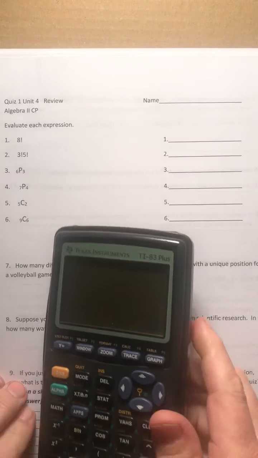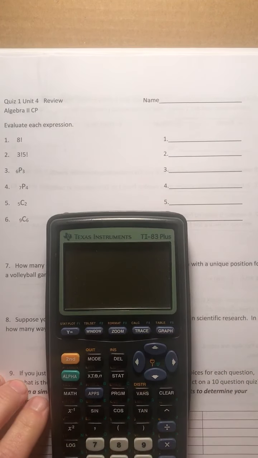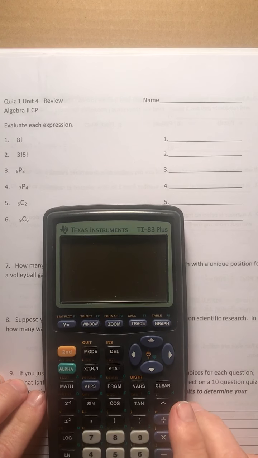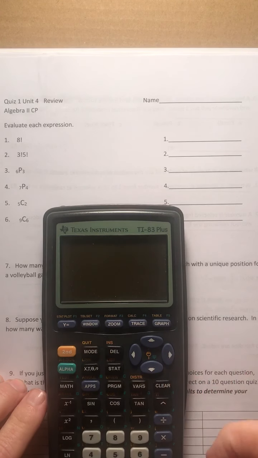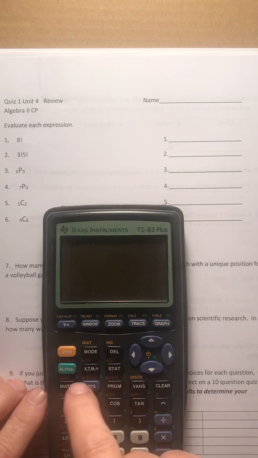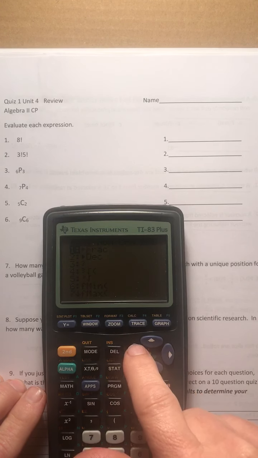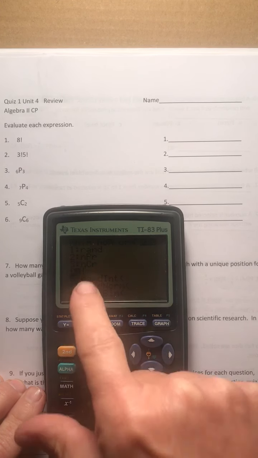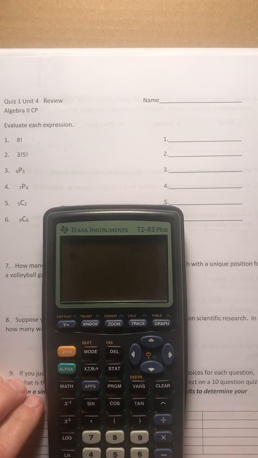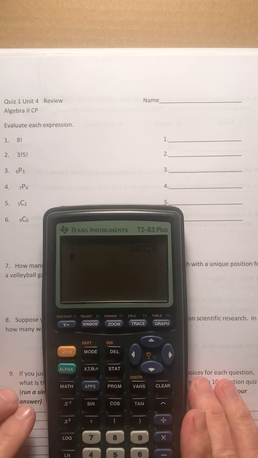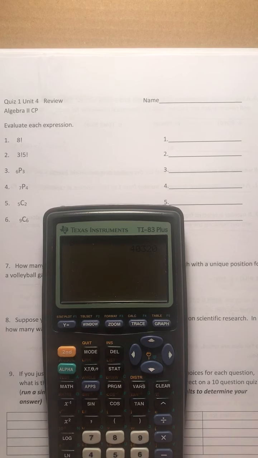All right, your review for the Unit 4 quiz, it says, but it's going to be our test. So the first one, again, it's just calculator one. You have to know where the factorial button is in the calculator you're using. So it's 8. Then if I go under math, under probability, there's our factorial. So 8 factorial is 40,320.